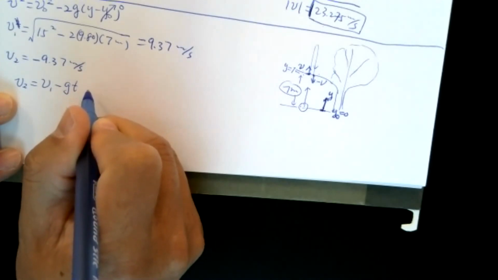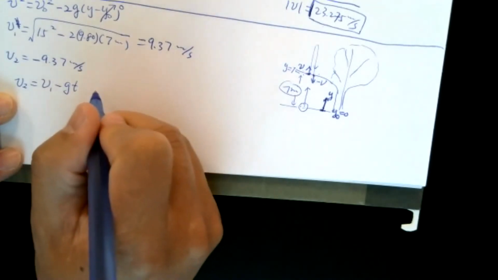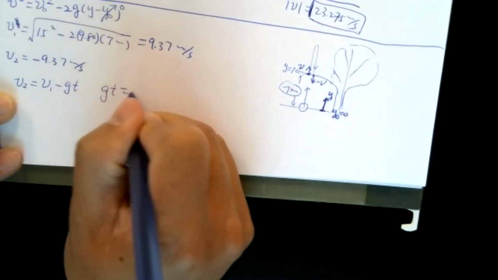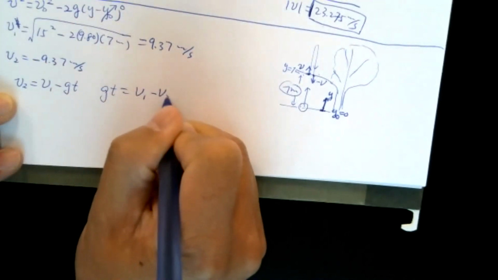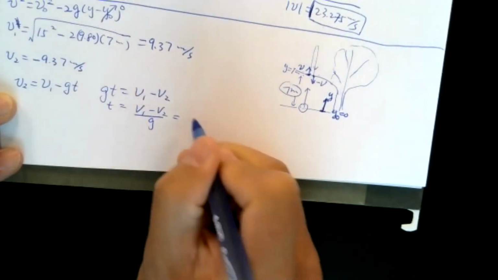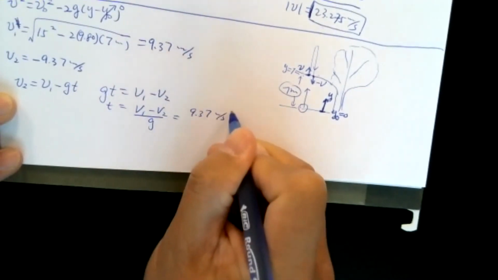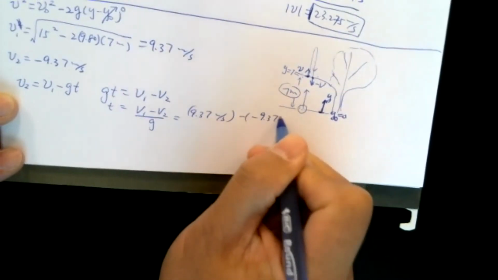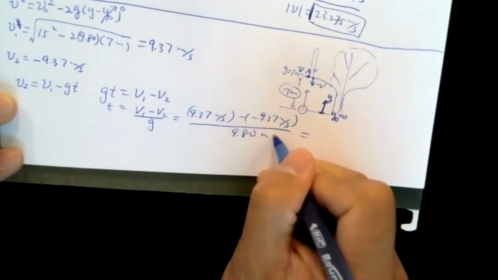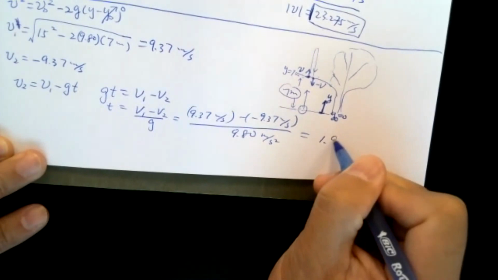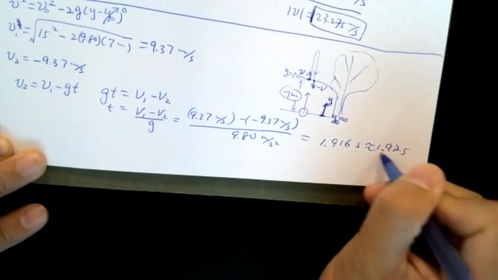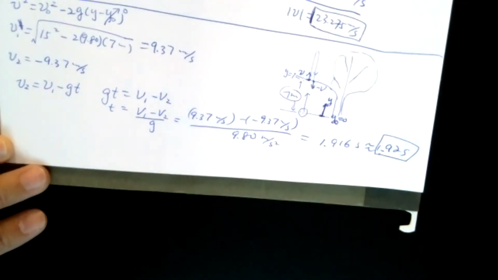So let's see. In this case, I will move this guy to the other side of the equation. That gives me gt equals V1 minus V2. So t will be V1 minus V2 over g, okay? So 9.37 meters per second minus minus 9.37 meters per second, divided by 9.80. So then I should have about 1.916 seconds, or 1.92 seconds. You can do it this way.